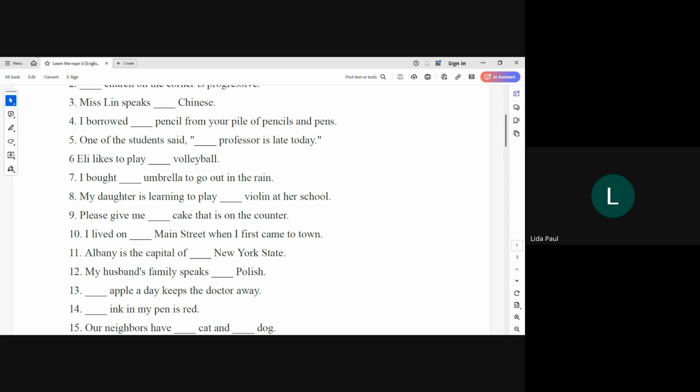Okay, next one you all might already know. Dash apple a day keeps the doctor away. Yeah, an apple. An apple a day keeps the doctor away.